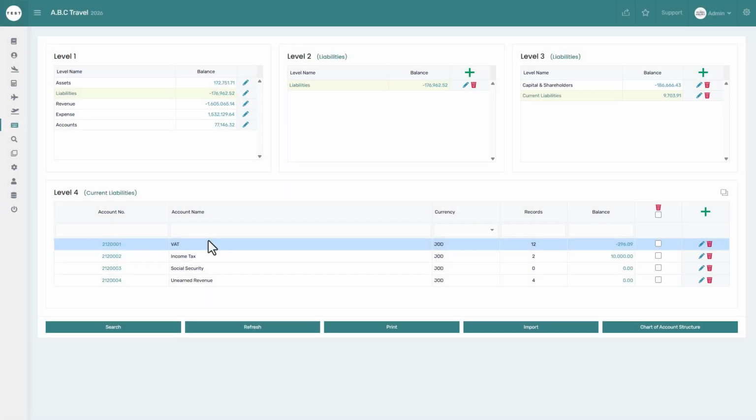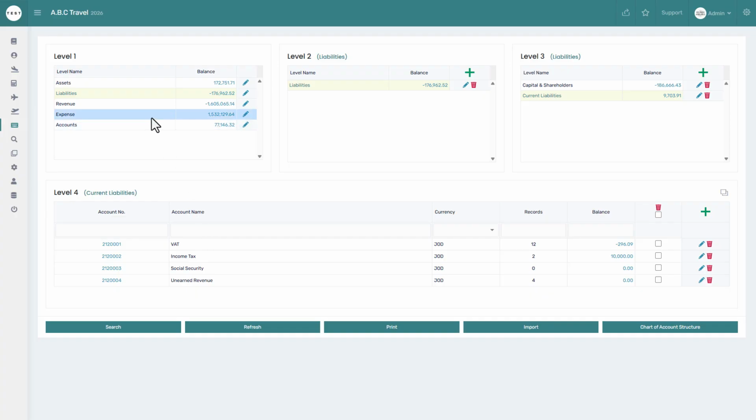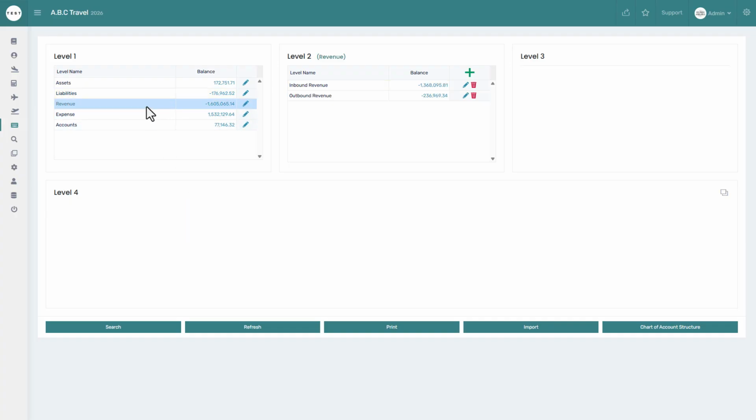Next, we have revenue. Revenue represents the income earned by the company from selling services. In the default Maxis structure, we have inbound revenue and outbound revenue. For incoming files, the clear example is the inbound revenue account. This account is used when the company invoices an agent or customer for services provided in an incoming reservation file.